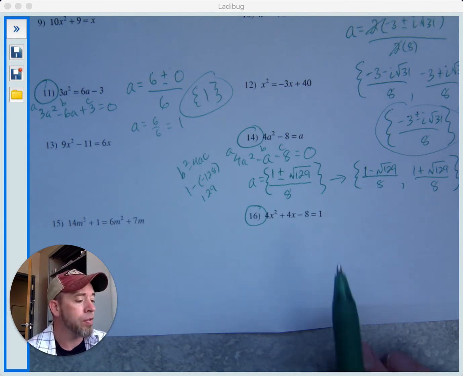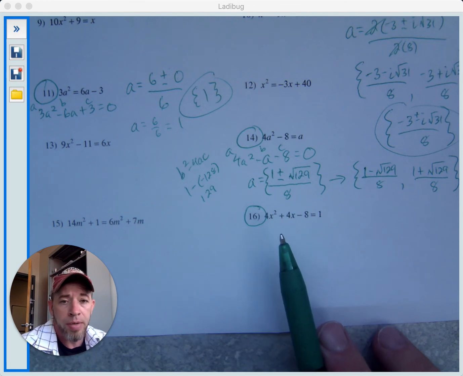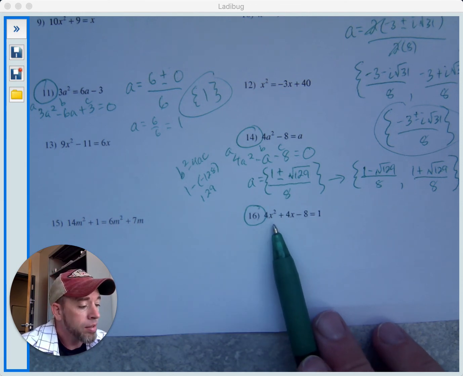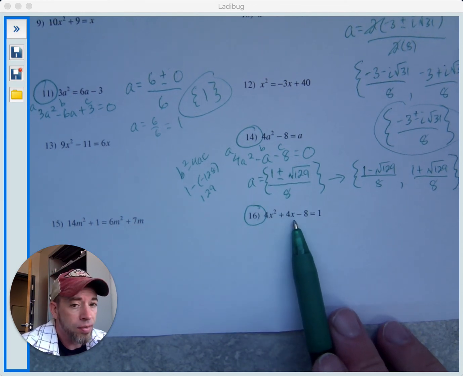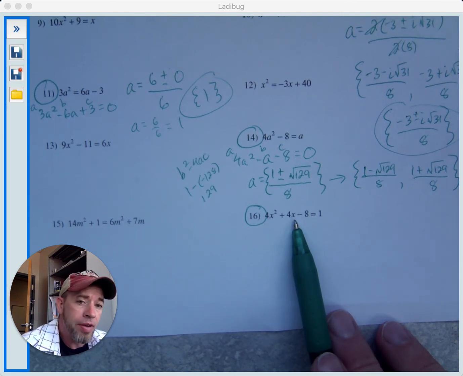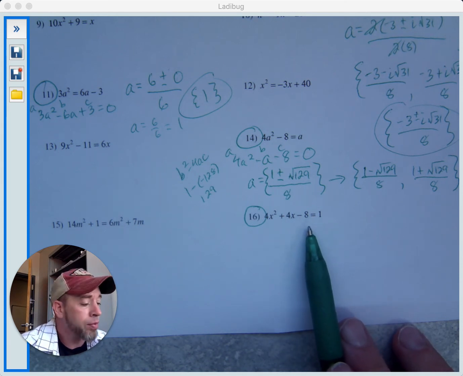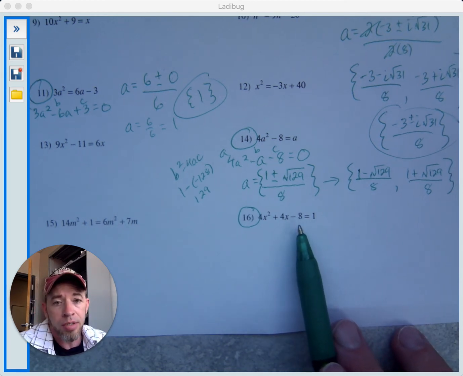Is it in the correct form? Well, let's talk about those other methods. Can we use a square root method? We have an x squared, and we have an x. So no square root method. We could maybe factor it, but if we factor it or use the quadratic formula, we have to have everything on one side set equal to 0.